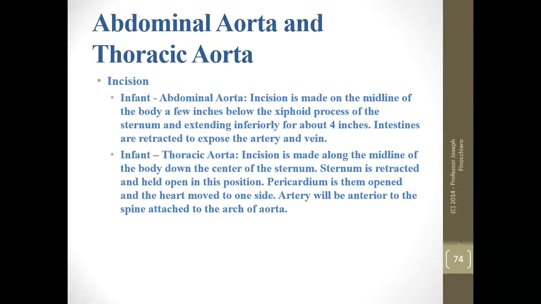Intestines are retracted to expose the artery and vein. With the thoracic aorta in the chest, an incision is made along the midline of the body down the center of the sternum. Sternum is still cartilage at this point. Sternum is then retracted and held in the open position. You're going to need some retractors for those. Pericardium is then opened and the heart is moved to one side. Artery is going to be anterior to the spine, attached to the arch of the aorta.